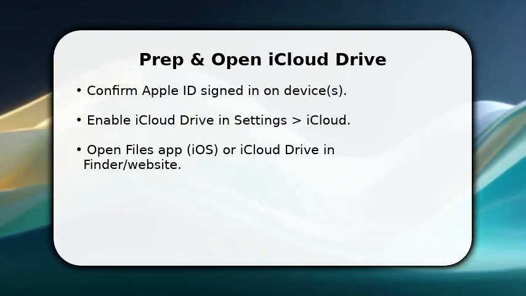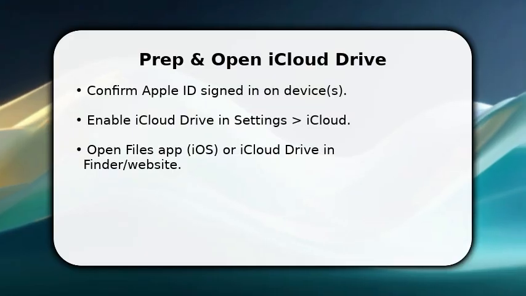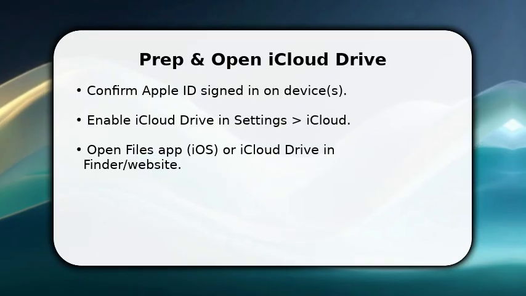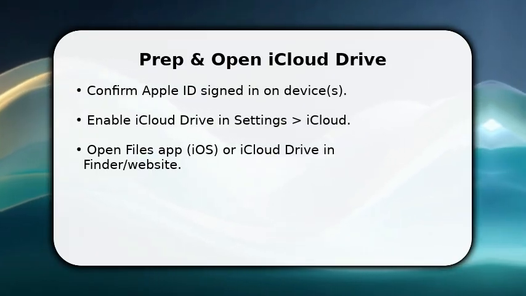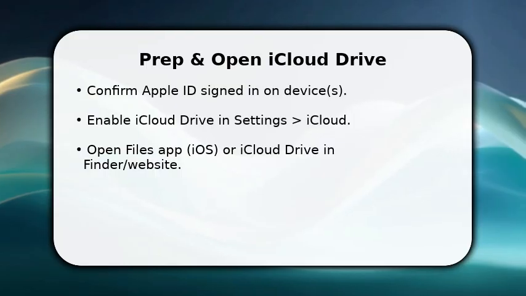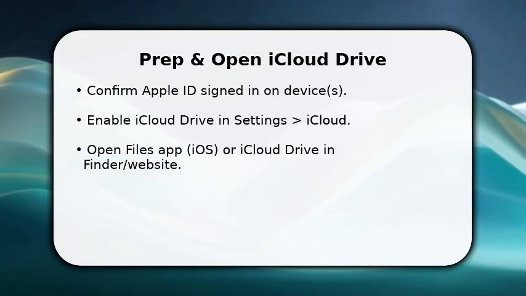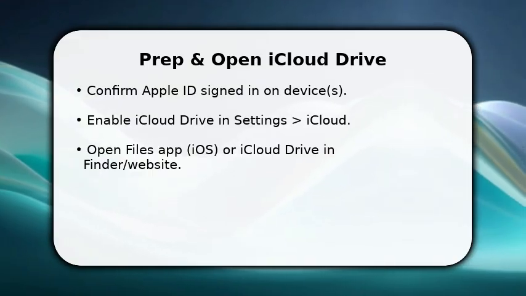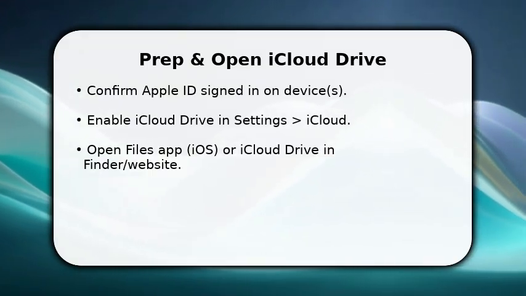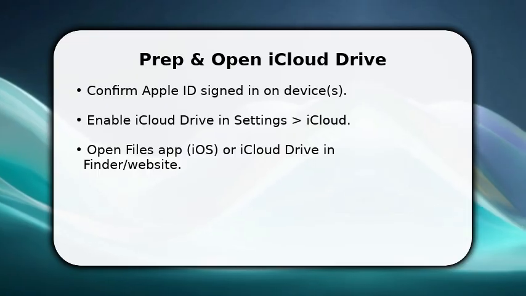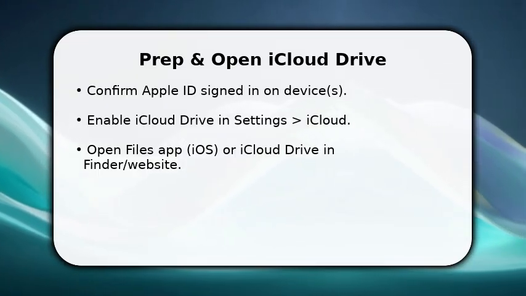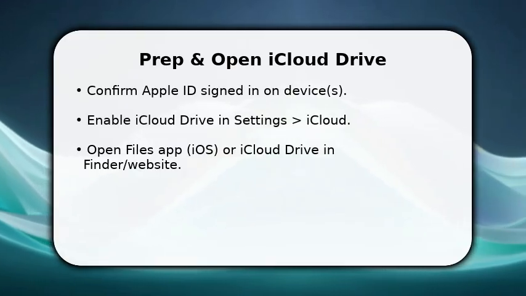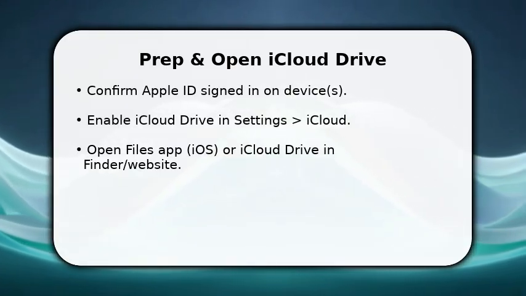You start by confirming your Apple ID is signed into the device and iCloud Drive is enabled. That ensures files can sync. Next, open the Files app on iPhone/iPad or Finder on Mac, or go to iCloud.com if using a browser. Once open, select iCloud Drive from the sidebar so you see folders and recently modified files. This first step connects the device to your cloud storage and displays current file structure so you can act immediately.